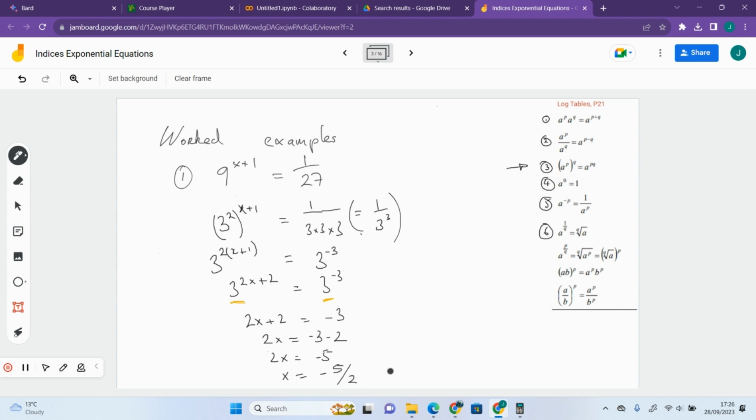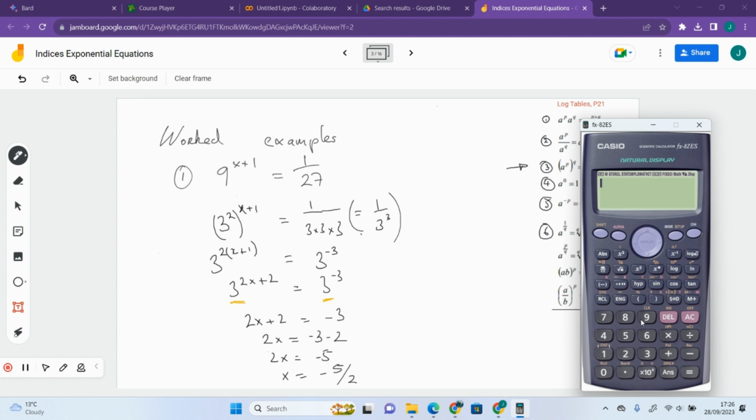So my answer is going to be x is equal to minus 5 over 2. So let's verify that that's right. My first starting point was that 9 to the power of x plus 1 was 1 over 27. So if I say 9 to the power of, now I need to get this big one here, 5 over 2 plus 1. If I have everything right, the answer to this should be 1 over 27. And you can see that it is. Okay, so I verified that this is actually the right answer.